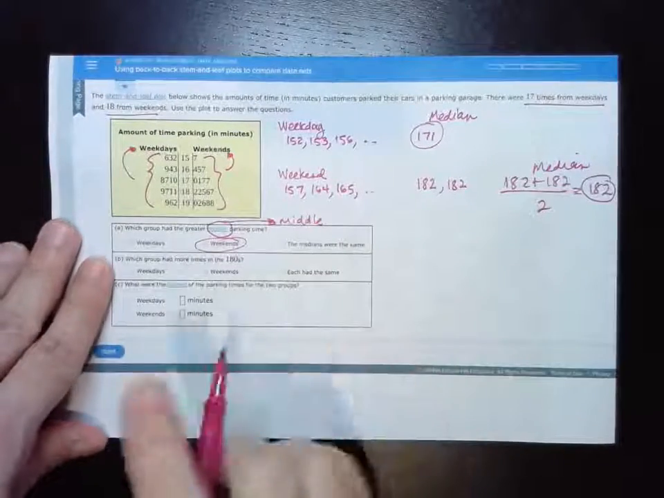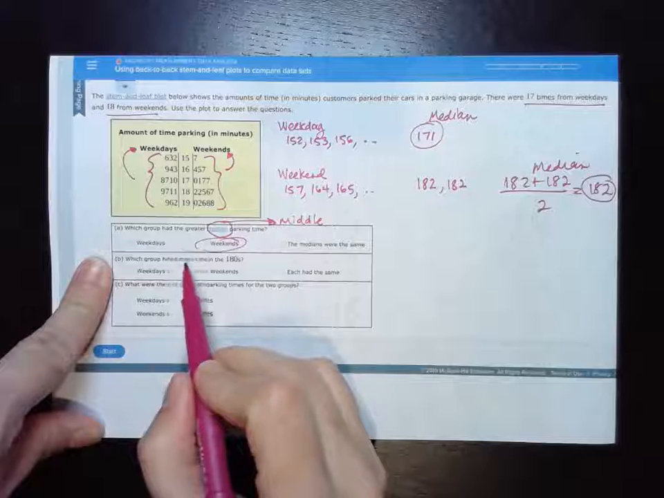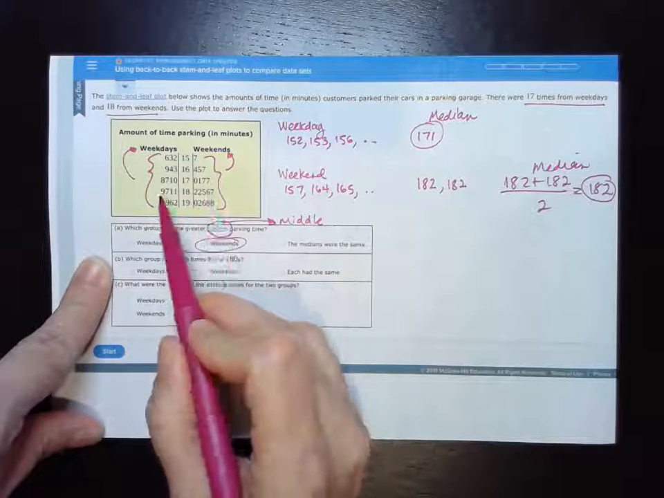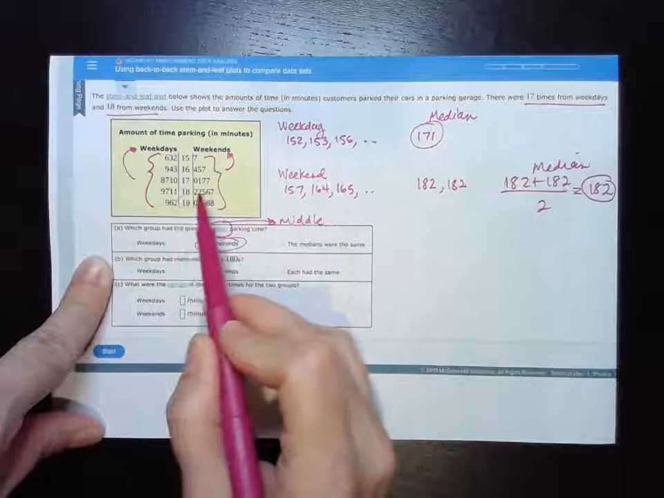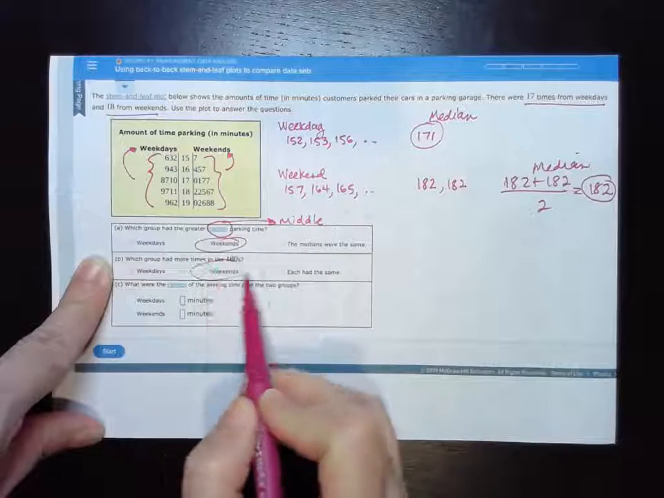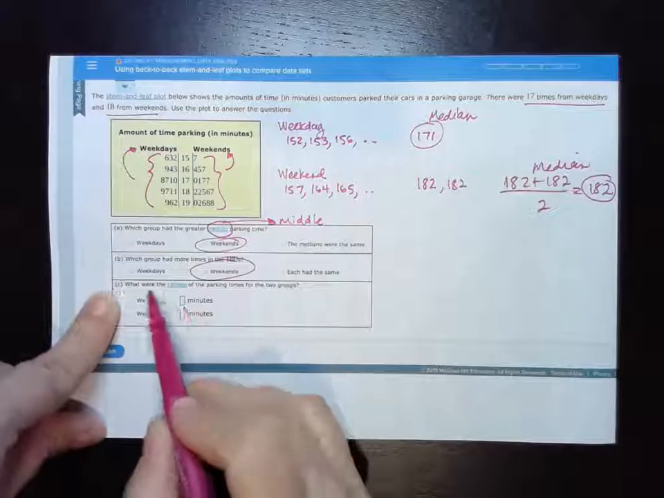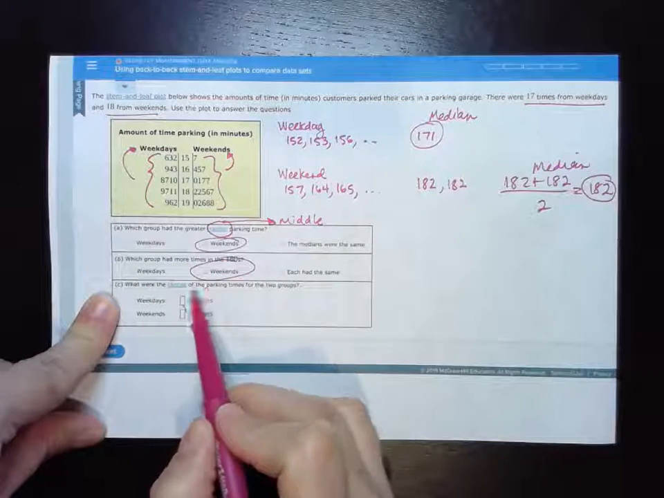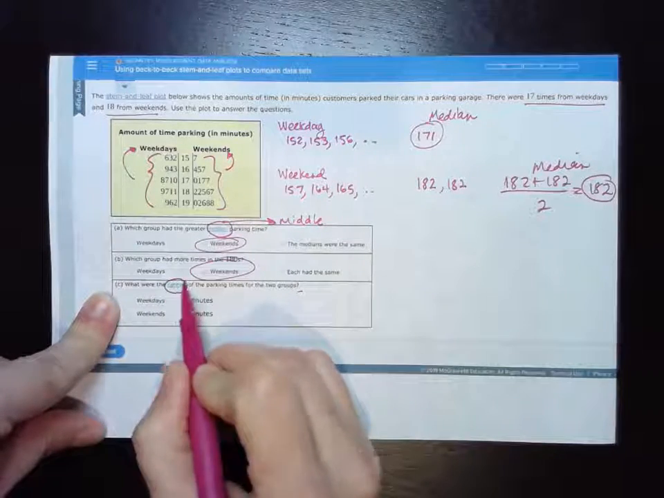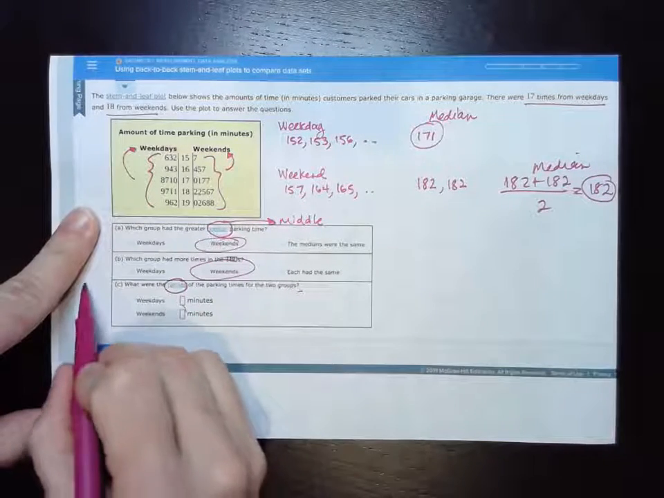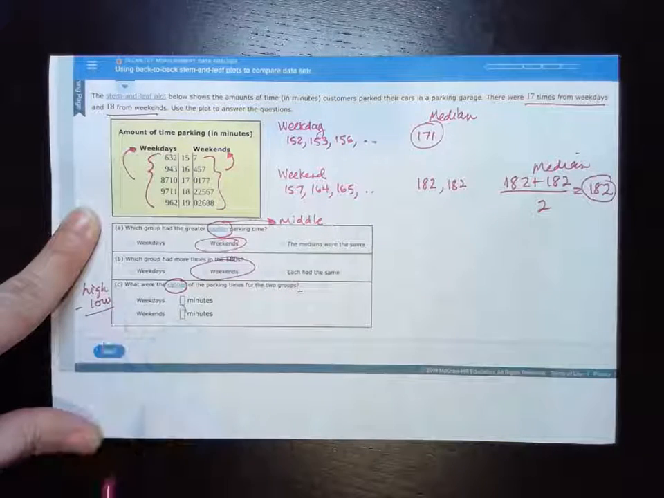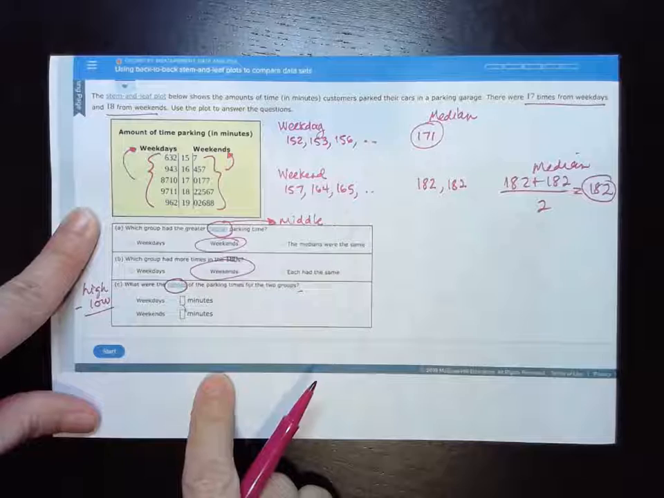Okay. Now the next question says, which group had more times in the 180s? Well, I can see already these had 4 180s and these had 5 180s, so weekends had more 180s. And then it says, what were the ranges of the parking times for the 2 garages? Remember, range is whenever you go from high to low. You subtract the highest number minus the lowest number.